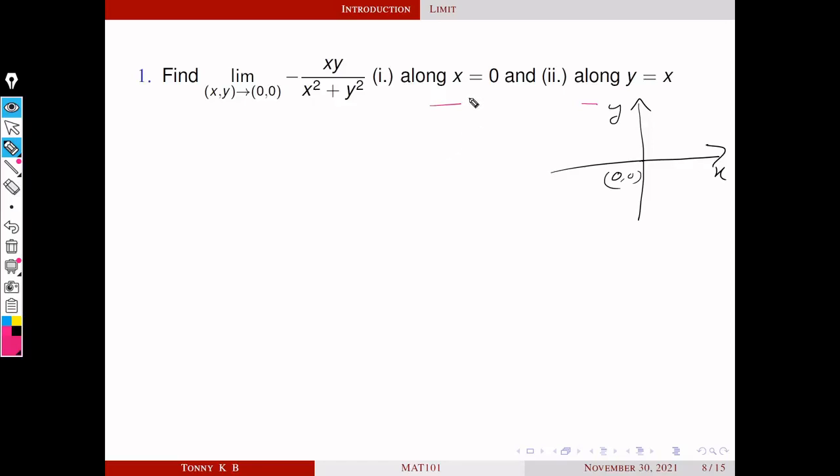X equal to 0 means what? X equal to 0 means the y axis. In this y axis, the x value is always 0. That means (x, y) is tending to 0 along the y axis, either in this direction or this direction.